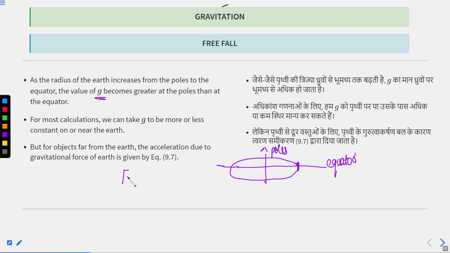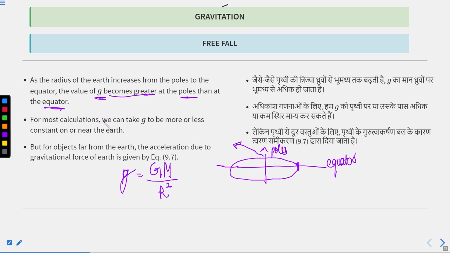And according to this formula, the value of small g is capital G M divided by R square. So as radius increases, the value of g decreases, and as R decreases, the value of g increases. So it means the value of g, gravitational acceleration, is higher at poles in comparison to the equator. So the value of g becomes greater at poles than the equator. Maximum value at poles. Clear?